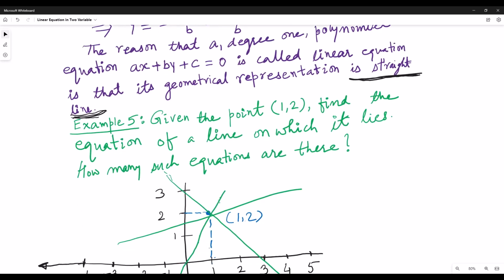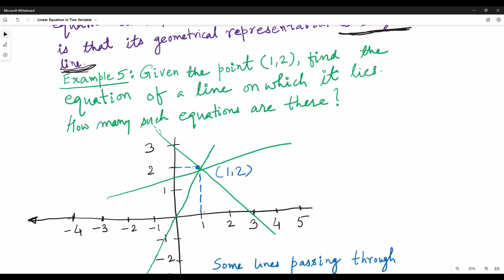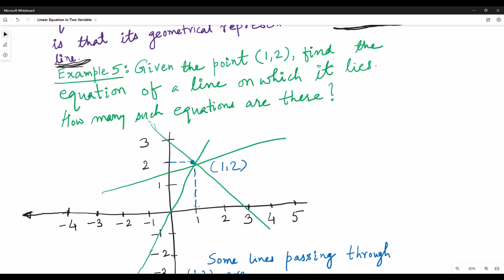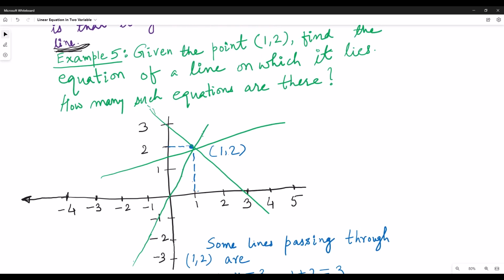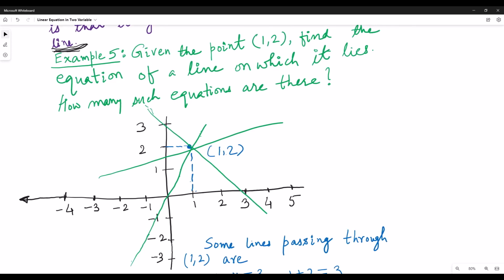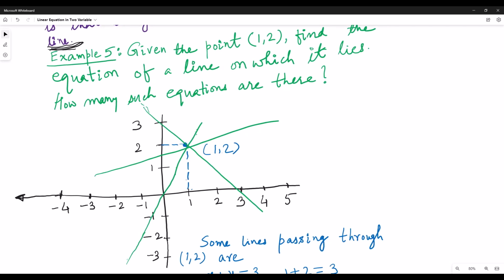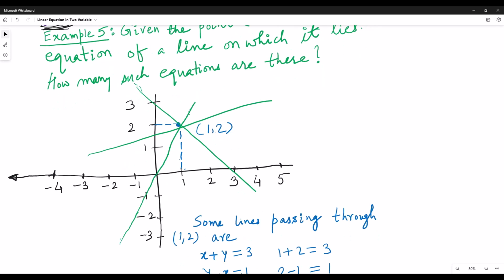Given the point (1, 2), find the equation of a line on which it lies. How many such equations are there? If you are given only one point, infinitely many lines can pass through it. If there are 2 points, then only one line can pass through them. But through one point, there are infinitely many lines.